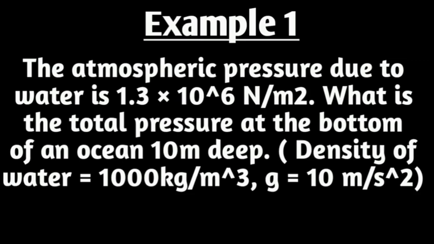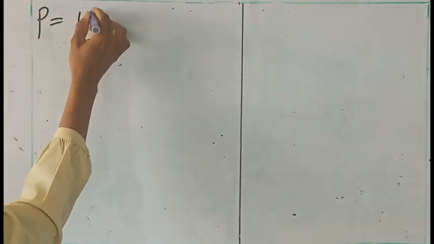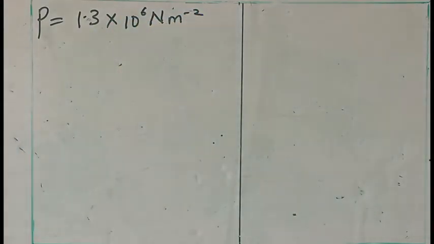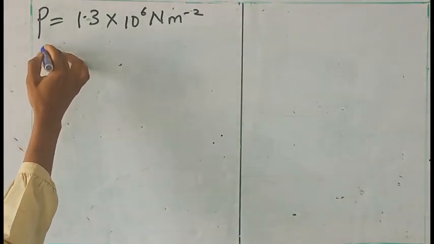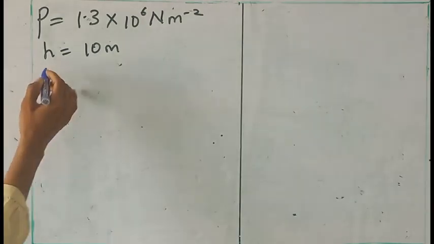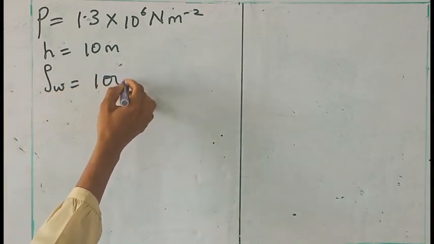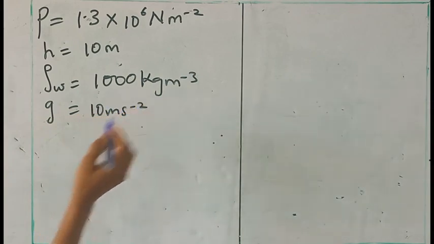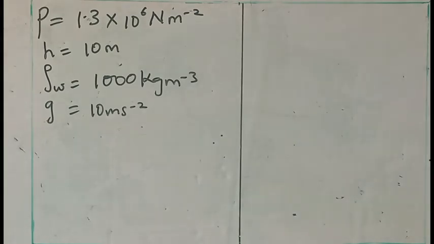To solve this problem, let's write out all the parameters we are given. Given that the atmospheric pressure is 1.3 times 10 raised to power 6 Newton per meter square, and the height is 10 meters. Below sea level, H is 10 meters deep. That's why we are writing this as H. Then density of water, we can use rho, is 1000 kg per meter cube. And G is 10 meter per second square. We want to find the total pressure at the bottom of the ocean.